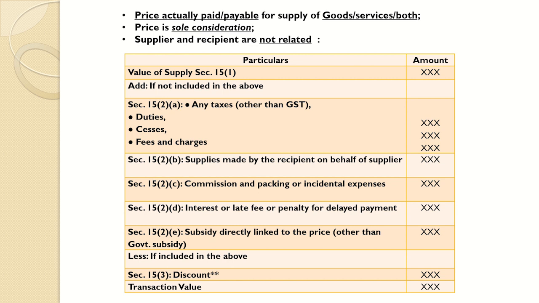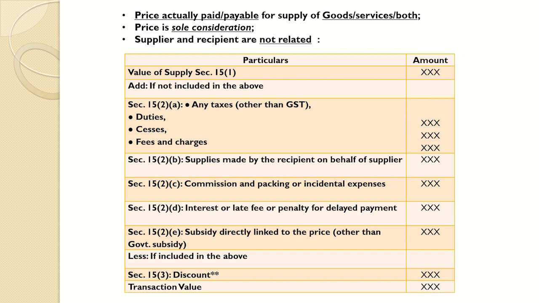Now, in order to calculate value of supply under section 15.1, the three most important aspects here to be considered are price is actually paid or payable for supply of goods or services or both, and the price is the sole consideration and the supplier and recipient are not related. Then we have to adopt this method of finding out the transaction value or the value of supply and then levy GST accordingly.